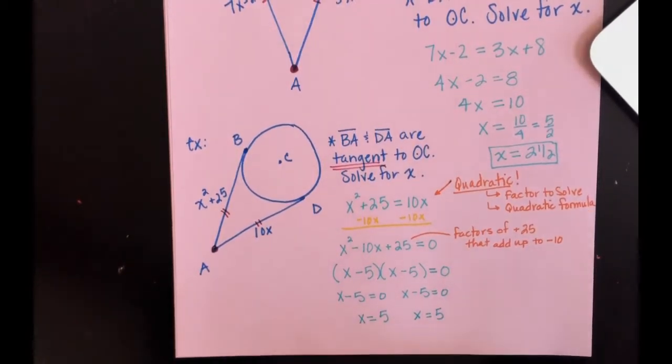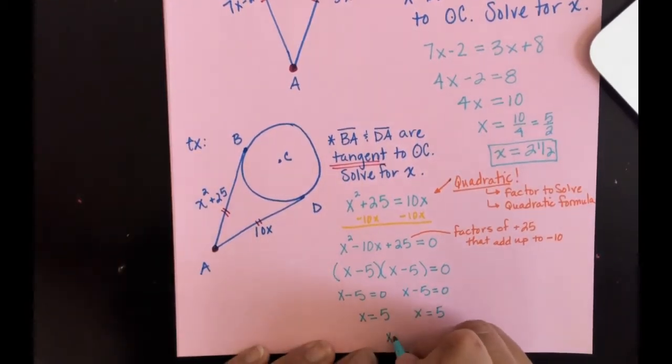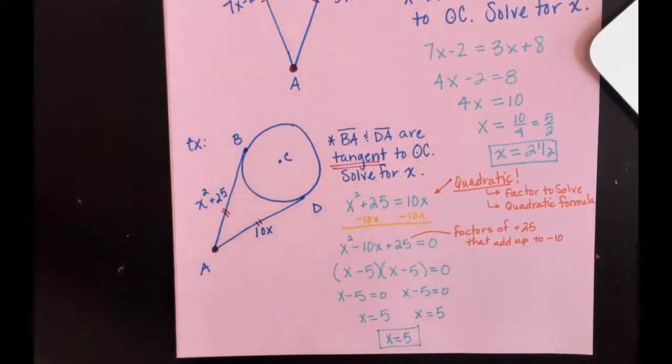So in this case, we don't have two answers. If we did, we would have to test to make sure they worked. This case, we have what's called multiplicity. It shows up more than once, but x equals 5. So again, just going a little bit further with our circle chapter.